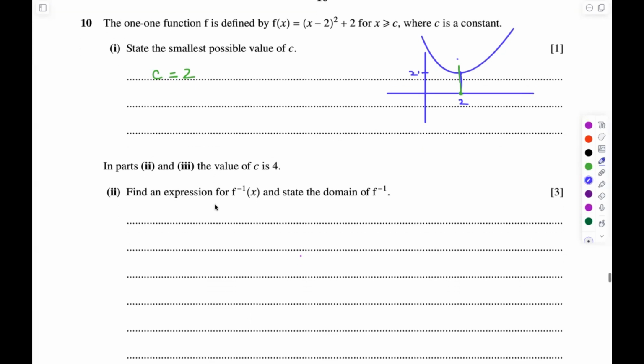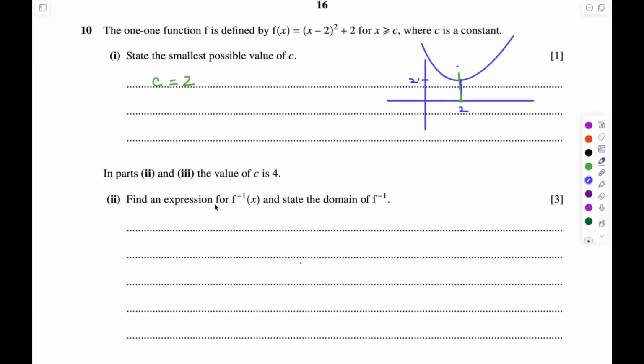In parts 2 and 3, the value of c is 4. We have to find an expression for f inverse and state the domain of f inverse. So we know that as the value of c is 4, x will be greater than or equal to 4.